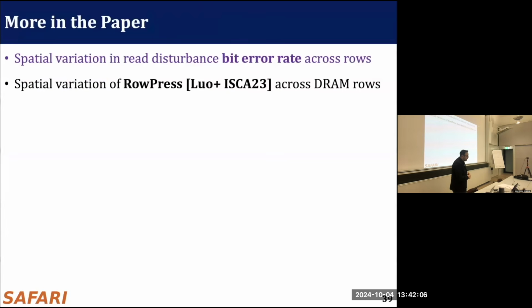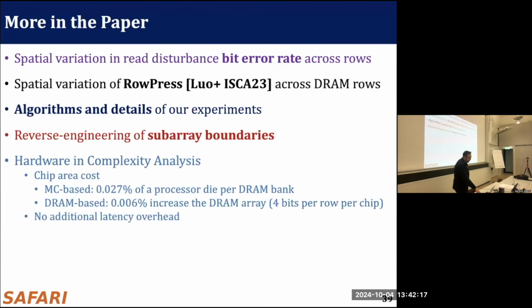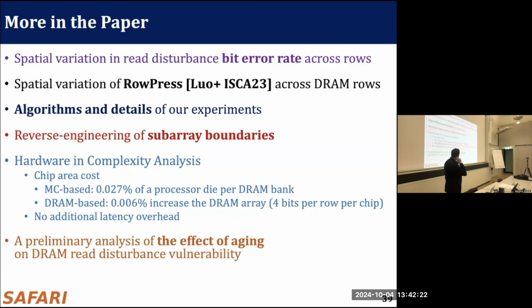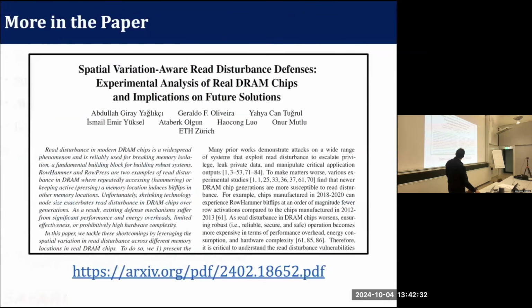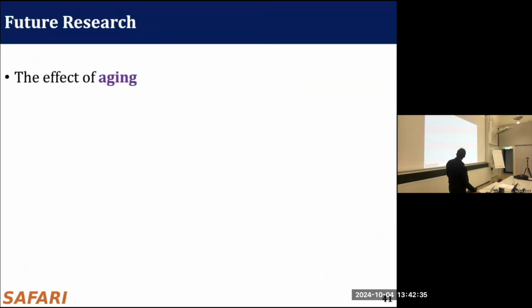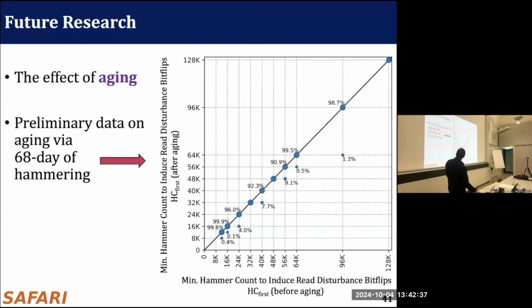Okay. So we have many other things in the paper that I will not cover. We look at the bit error rate distribution. We look at how it works with RowPress. And we have a lot of details. We have some reverse engineering data. We look at the hardware complexity of the mechanism, and we show that it can be implemented at low cost. And we also have a preliminary analysis of the effect of aging. Actually, I have a slide about that that I will show you. Okay, this is that slide.